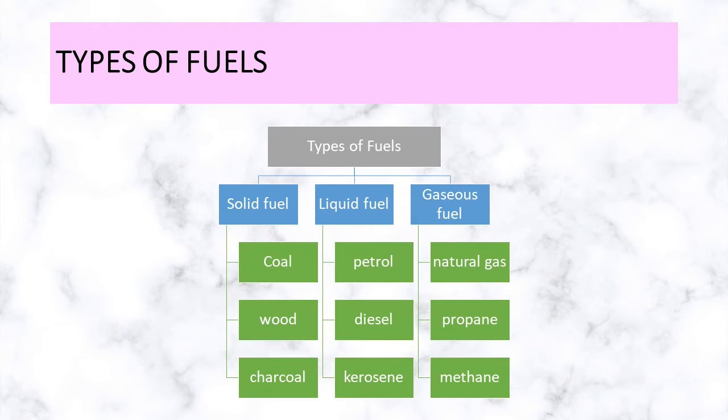There are three types of fuel: solid fuel, liquid fuel, and gaseous fuel. Examples of solid fuel are coal, wood, and charcoal. Examples of liquid fuel are petrol, diesel, and gasoline. And lastly, examples of gaseous fuel are natural gas, propane, and methane.